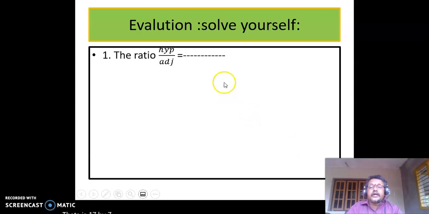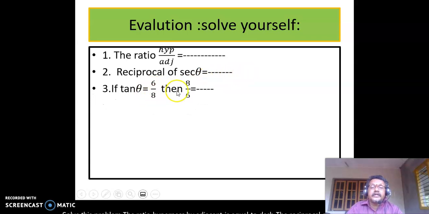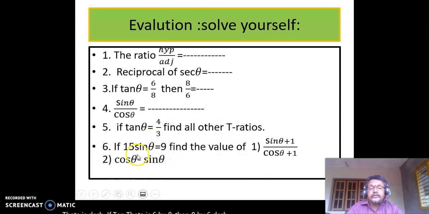Therefore, by using this, solve these problems. The ratio hypotenuse by adjacent is equal to dash. The reciprocal of secant theta is dash. If tan theta is 6 by 8, then 8 by 6 is dash. Sin theta by cos theta is dash. If tan theta equals 4 by 3, find all the trigonometric ratios. If 15 sin theta equals 9, find the value of sin theta plus 1, cos theta plus 1, and the second one, cos theta minus sin theta.